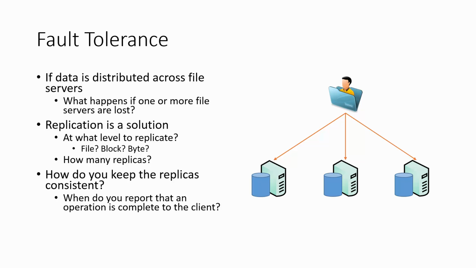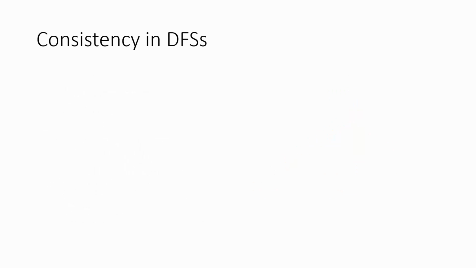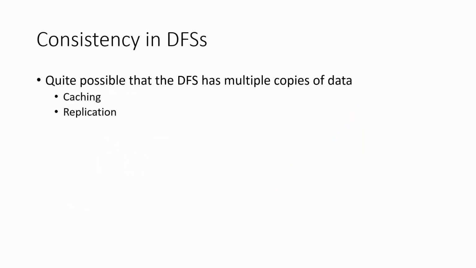a client? So if you write to a single replica, do you go back to the client and say, hey, I'm done writing, and then you replicate that block in the background? Or do you wait for all the replicas to be written out before you report to the client? This is obviously a trade-off with performance. So in distributed file systems, it's quite possible that a distributed file system has multiple copies of data.